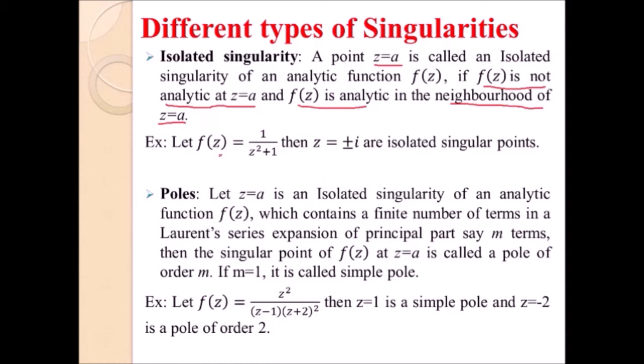Next, poles. Let z is equal to a be an isolated singularity of an analytic function f of z which contains a finite number of terms in the Laurent series expansion of the principal part. Suppose it has m terms, then the singular point of f of z at z is equal to a is called a pole of order m. If m is equal to 1, it is called a simple pole. For example, f of z is equal to z square by (z minus 1) into (z plus 2) whole square, then z is equal to 1 is a simple pole and z is equal to minus 2 is a pole of order 2.